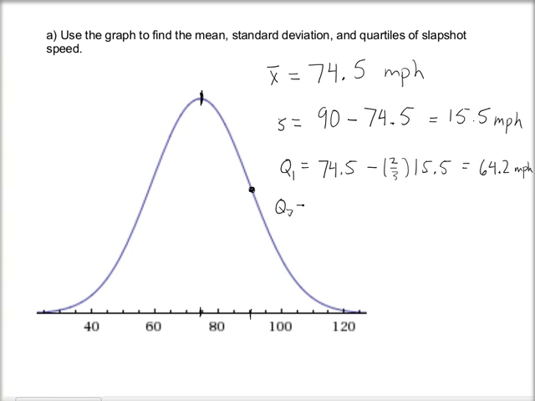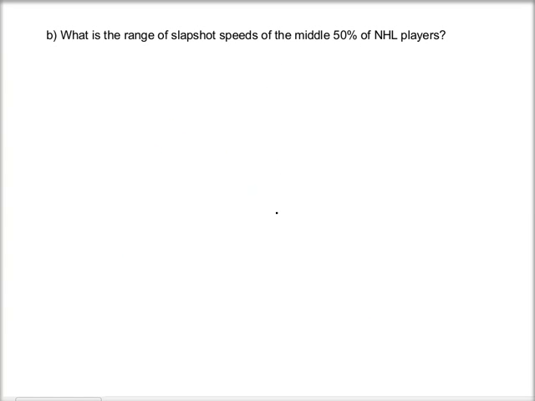For Q3, I'm looking for the point 2/3 of a standard deviation to the right, so that will be 74.5 plus 2/3 of 15.5, and that will give me 84.8 miles per hour as my third quartile. Alright, so that finishes up part A.